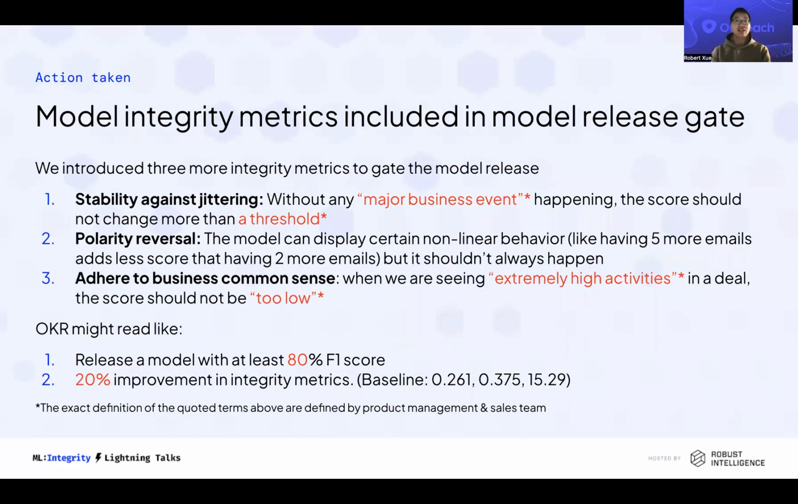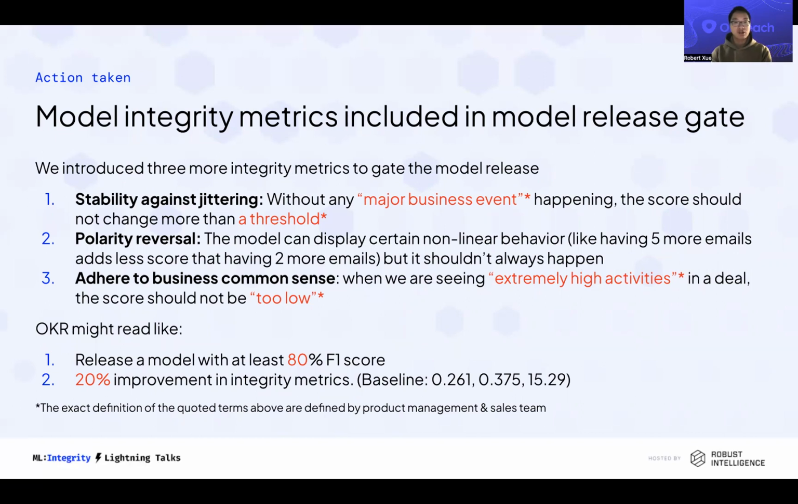The answer for that, after brainstorming and research, is to create three more custom metrics in order to capture what the F1 score failed to capture. So these are closely related to our business. We measure the model stability against jitter, which is, without any major business events happening, the score should not change more than a certain threshold.